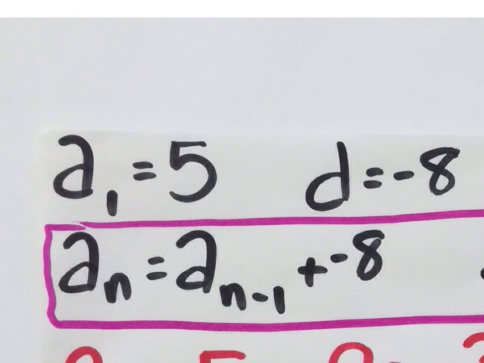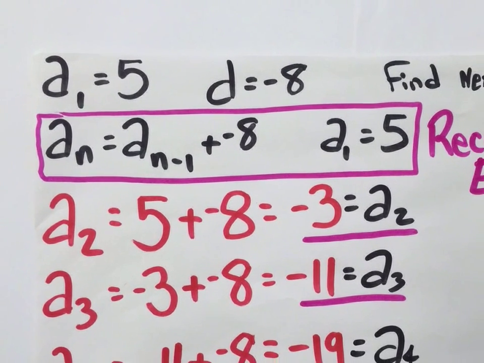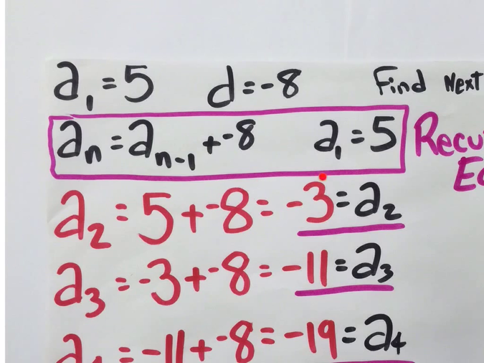So let's say that we're just given these values. A sub 1 equals 5, and d equals negative 8. The difference is negative 8. What we need to do is write that into our recursive equation formula, which is going to look a little something like this. So we know that it's a sub n equals a sub n minus 1 plus negative 8. So we're going to pop in the negative 8 into this area of the equation, and then a sub 1 equals 5. We know that because it's right here. So now we're ready to work.